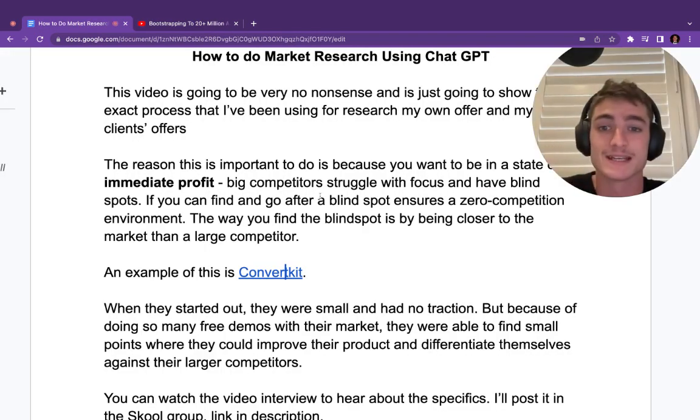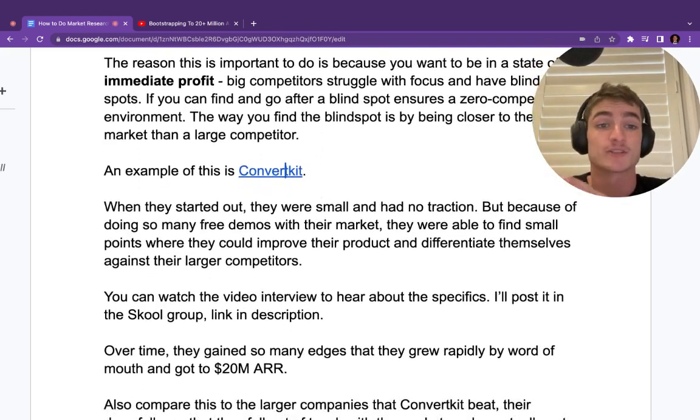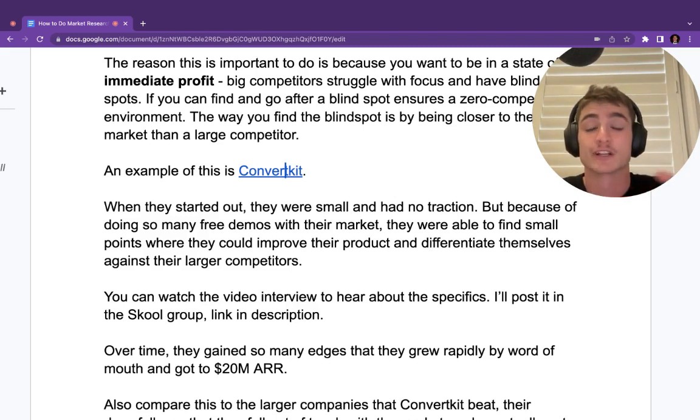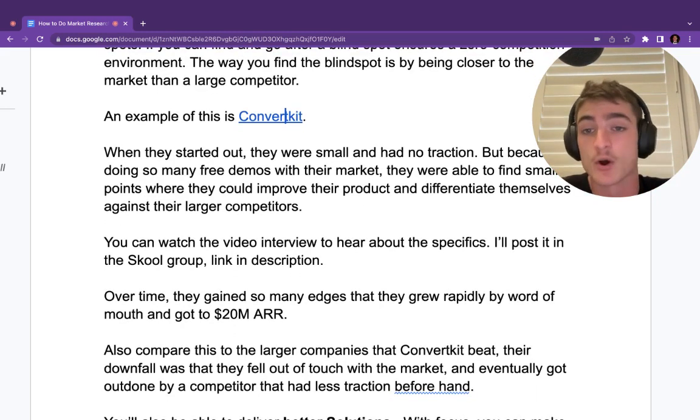But basically, what happens is ConvertKit, when they started, they were small, they had no traction. But because of doing so many free demos with their market, they were actually able to find small little things about how to improve their product and differentiate themselves from large competitors, because they would be hearing these things on these calls and say, oh, I don't like this part of the UI. I don't like how this thing works specifically. Like these little tiny things, and getting really, really close to the market. In doing that, they were able to beat their large competitors and eventually catch up and lap them over a long enough time period.